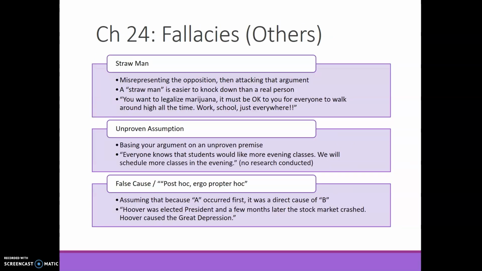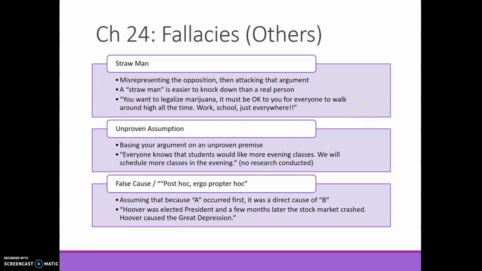Okay, and here are just 3 others that you will hear when they talk about fallacies. There's the straw man, which is misrepresenting the opposition, then attacking that argument. It's where you invent the argument that they said instead of what they really said. So a straw man is easier to knock down than a real person. So it's like saying, you want to legalize marijuana, it must be okay to you for everyone to walk around high all the time. Work, school, just everywhere.